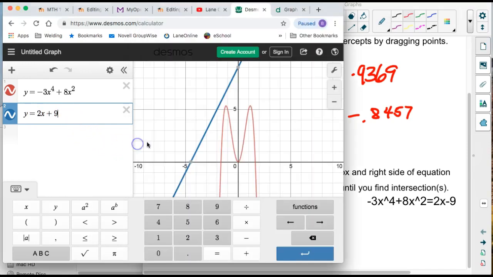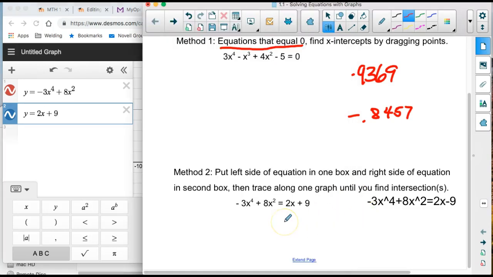If we look at the graph of this, the blue graph is the 2x plus 9, and the red graph is the negative 3x to the fourth plus 8x squared. They don't look like they intersect. So this is going to be a no solution problem right here. So this has no solution, no intersection.